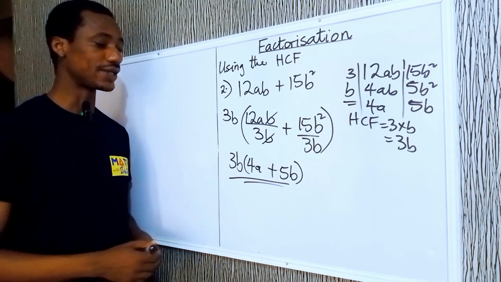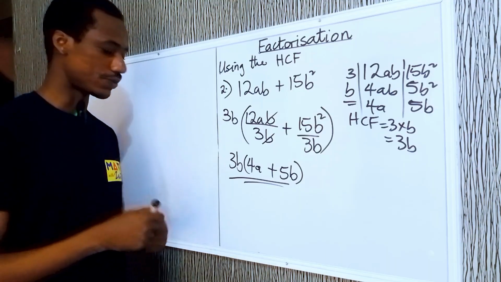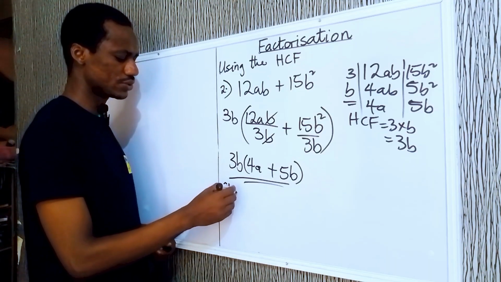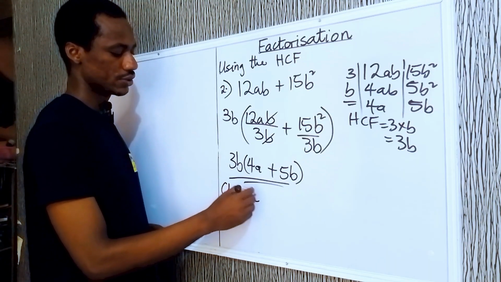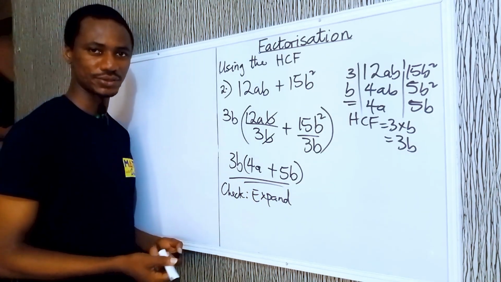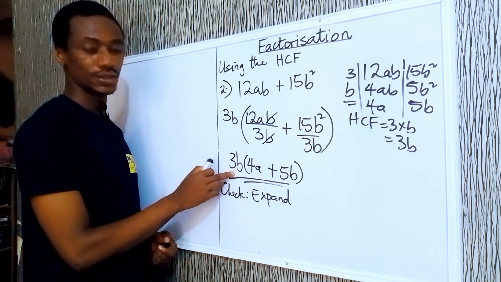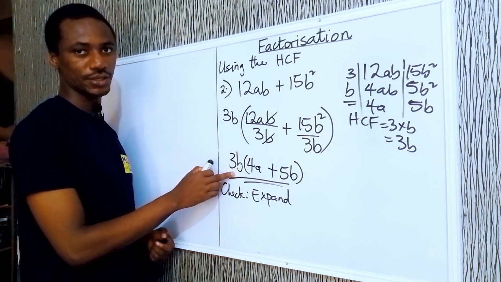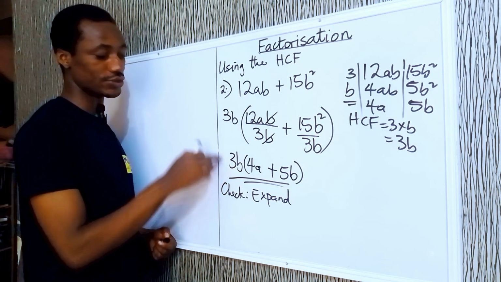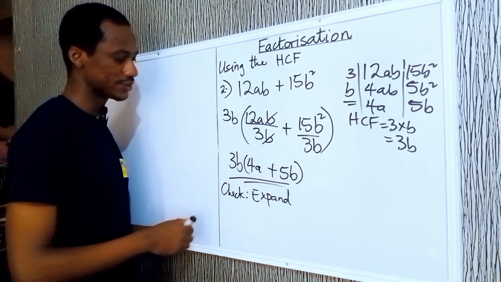That's our final answer. I told you we can check, right? We check by doing expansion. So let's quickly do that. Check. Expand. How do you expand? Easy peasy, right? Multiply each term by the factor outside, by the guy outside. Just use this guy to multiply each of the other guys inside.